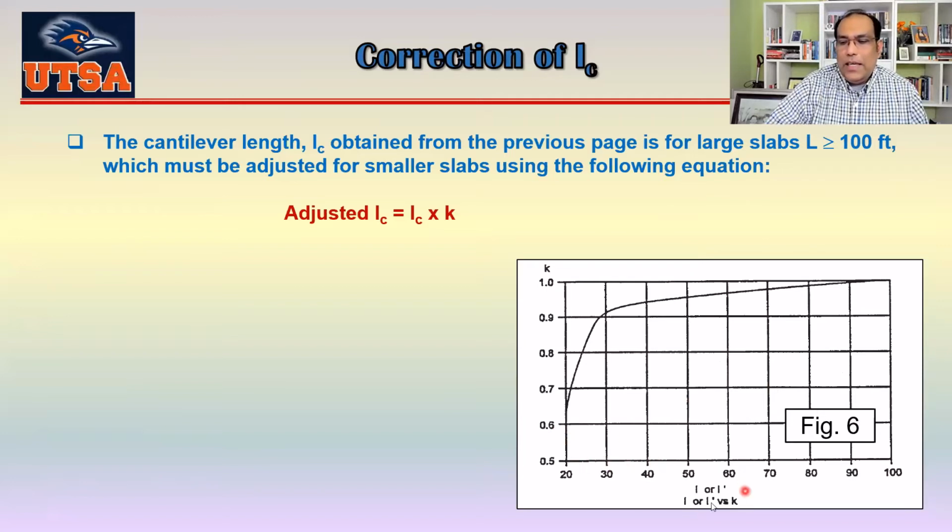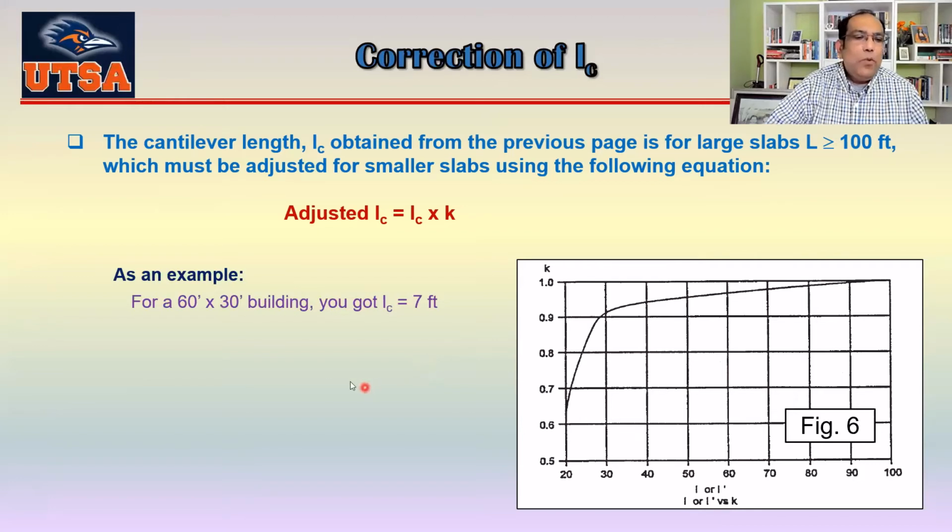And you can see, this is length and this is width. Okay, length and width. If your length is 100, then you see your K equals 1. If your length is, let's say, 50, then your K would be almost 0.96. Okay.